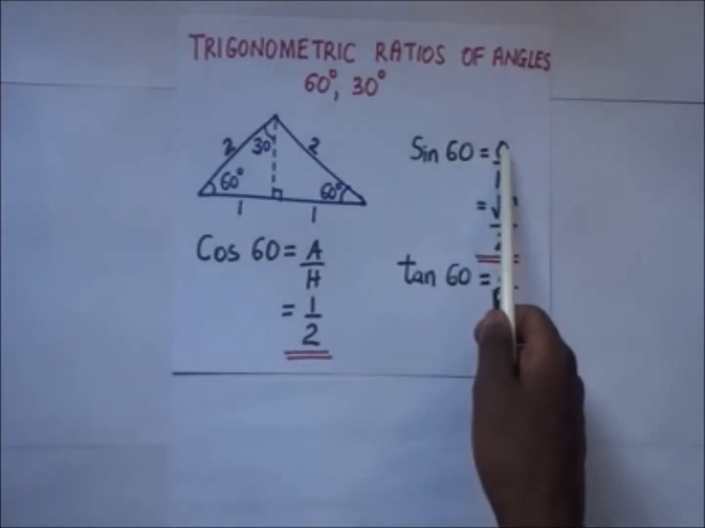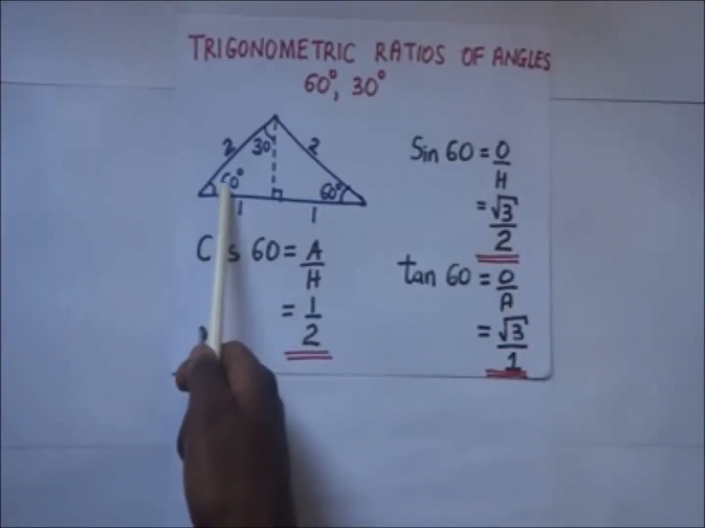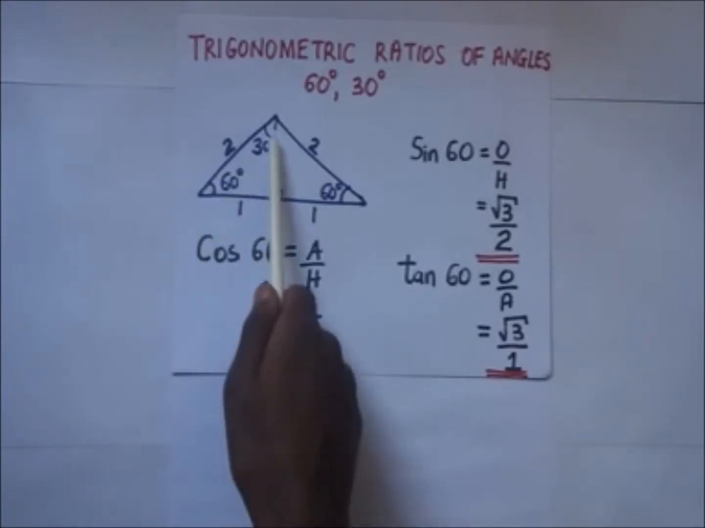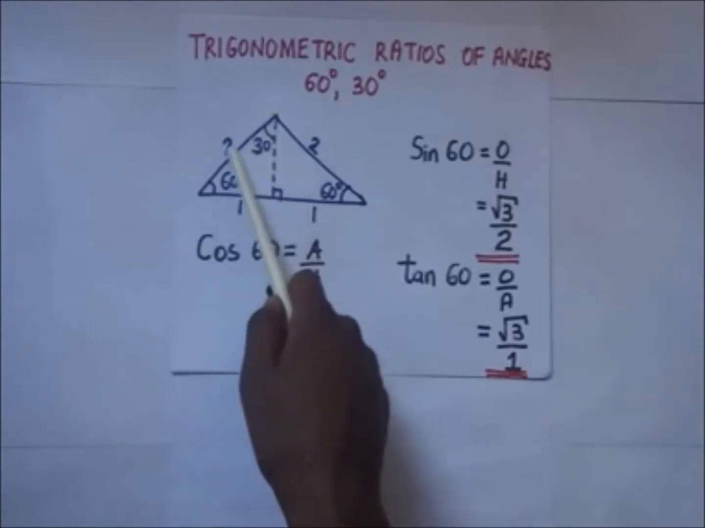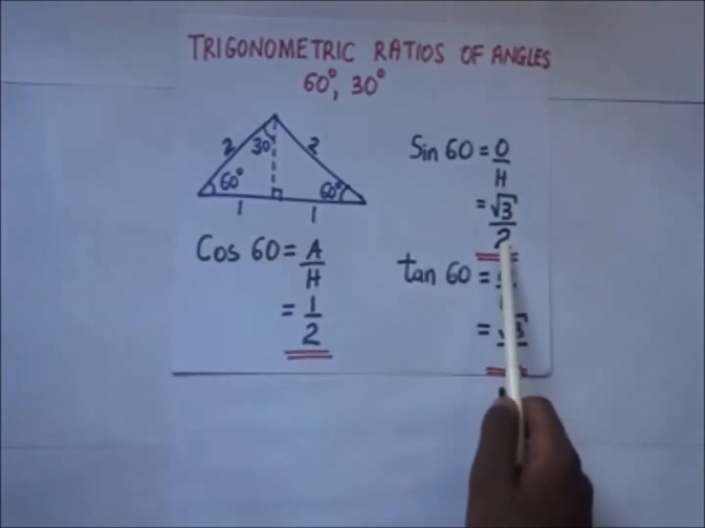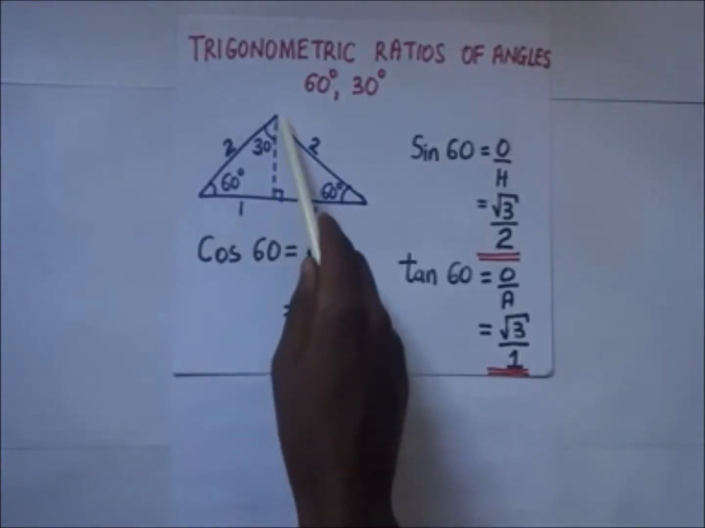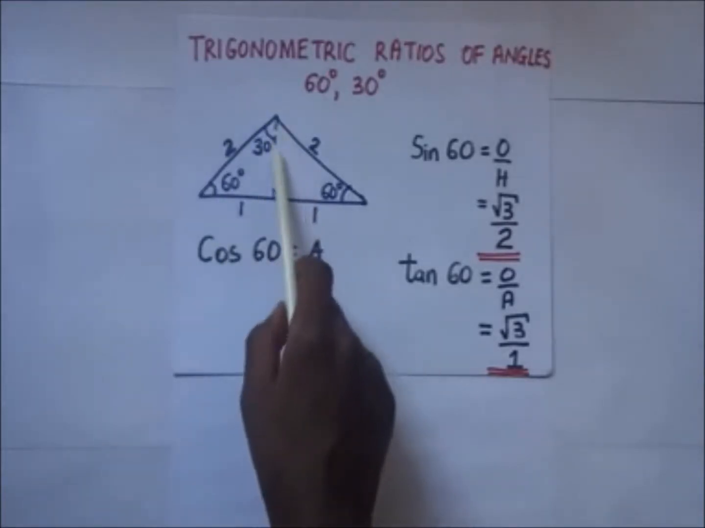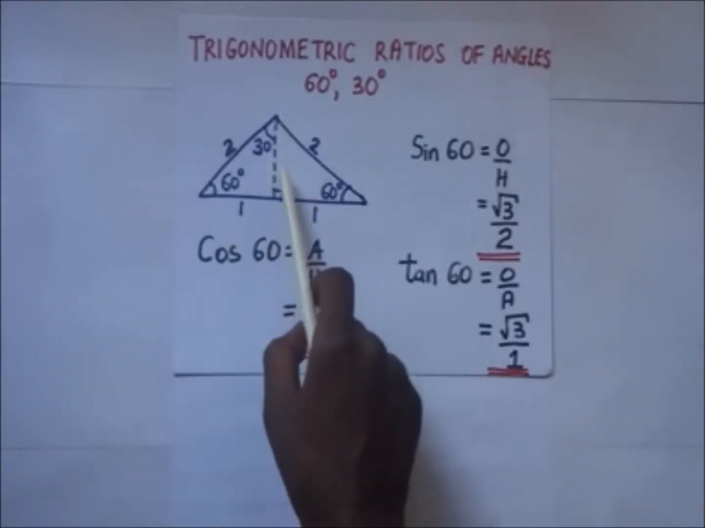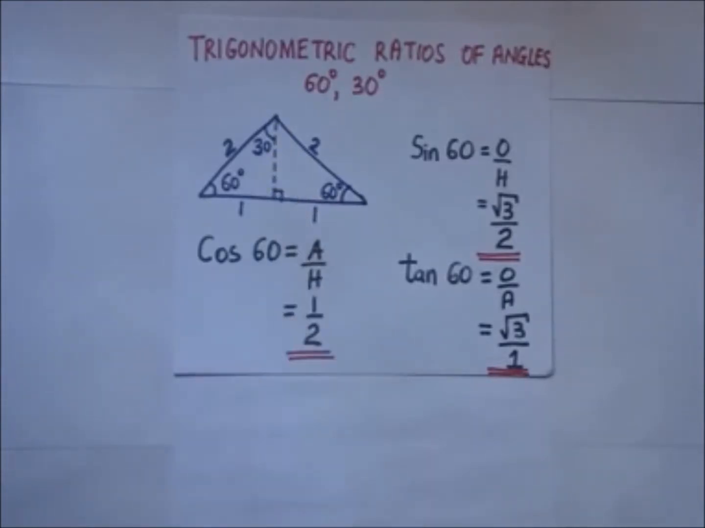Sine of 60 is opposite over hypotenuse. Now if this is our 60 degree angle, the line opposite is that one. So it's going to be opposite over hypotenuse. Our hypotenuse is 2. Our opposite is the root of 3. How do we get the square root of 3? Remember that when we dropped this perpendicular from this point to here, we formed the right angle triangle, but we do not know the height of this. So to get this height, we used Pythagoras Theorem.